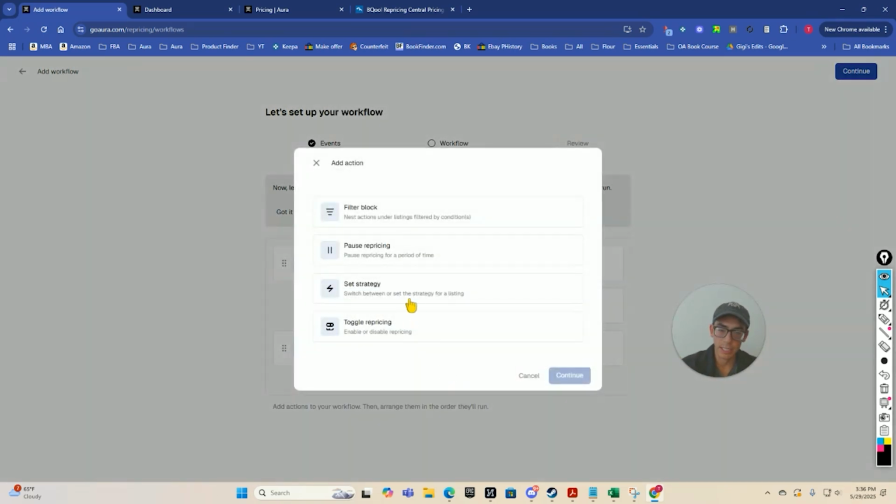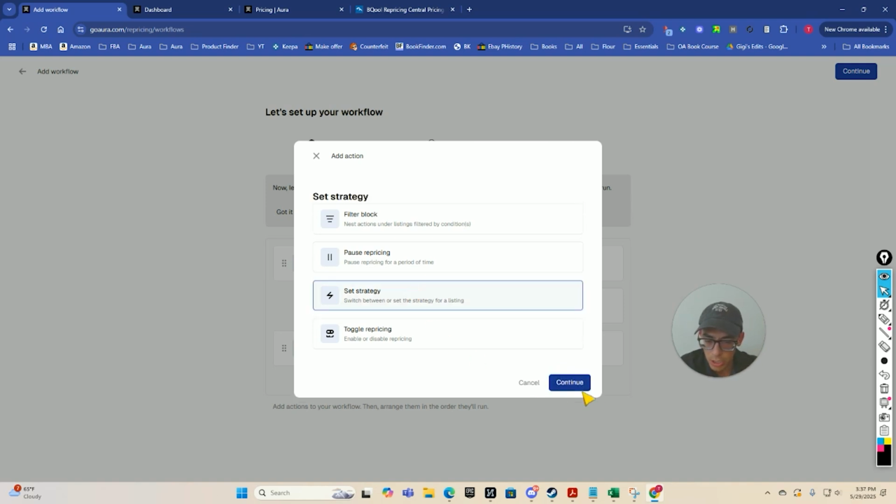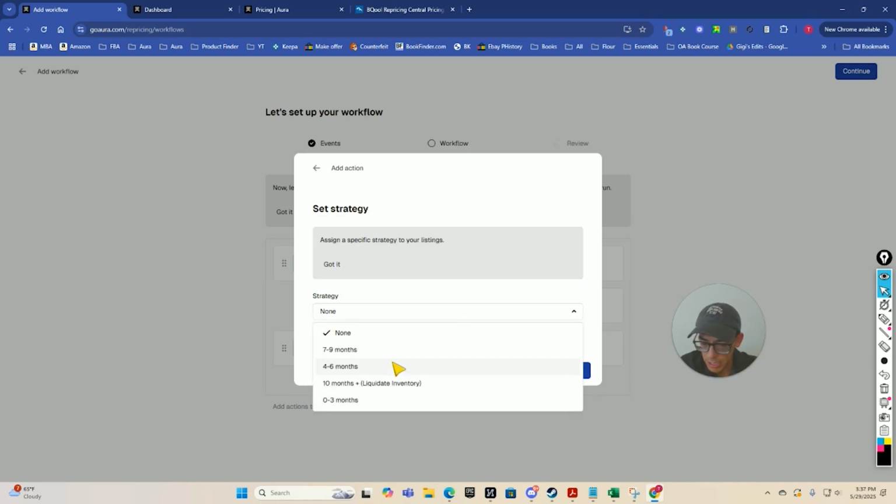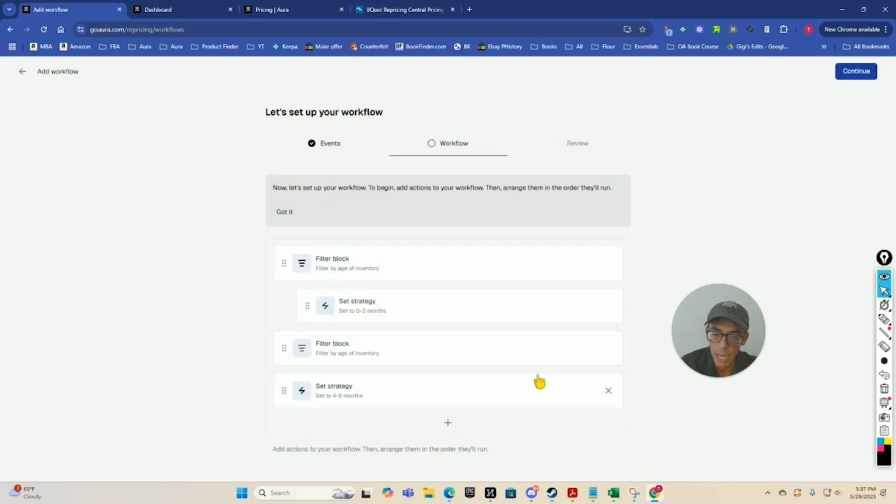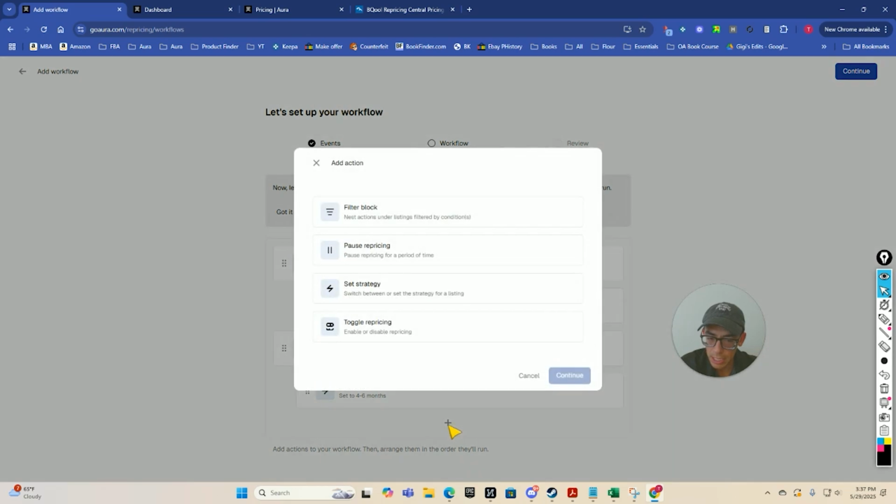We're again going to click add because what we want to do is as soon as those books are over 3 months old, we want to set the strategy. We want that strategy to be set to 4 to 6 months. Boom, add. Now, again, really important, you have to nest the strategy. Take this, boom, put it right there. Now we're going to continue the same thing.